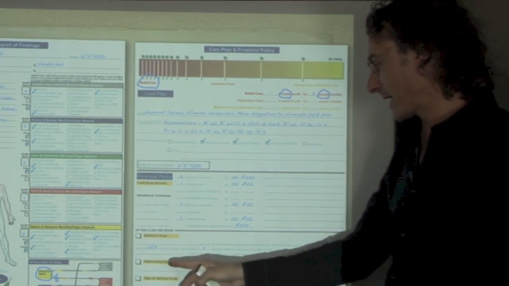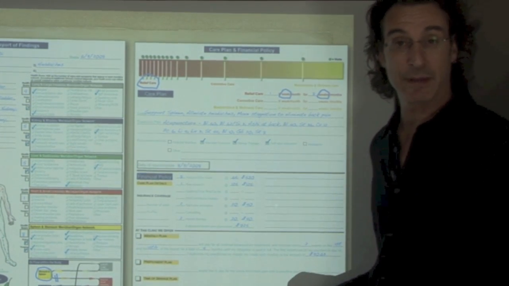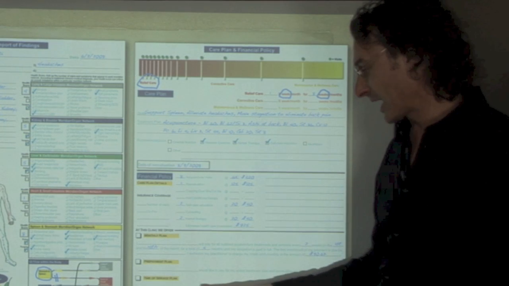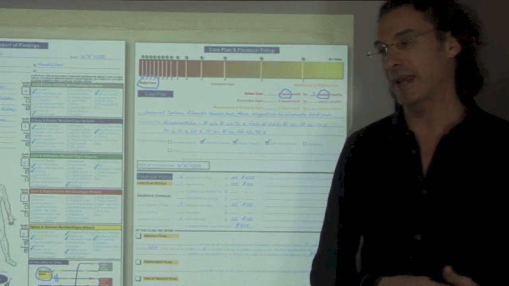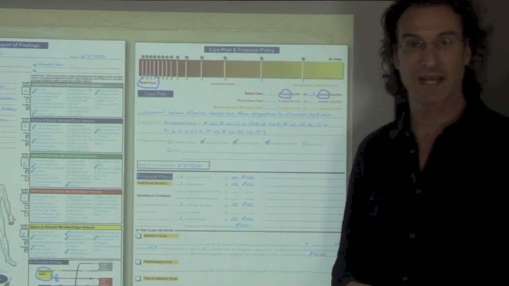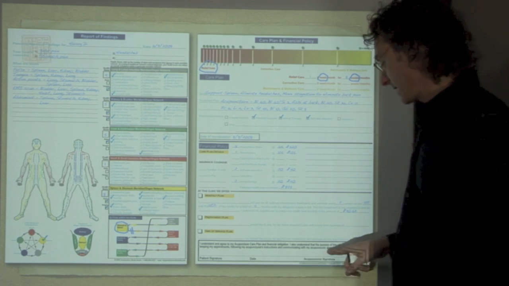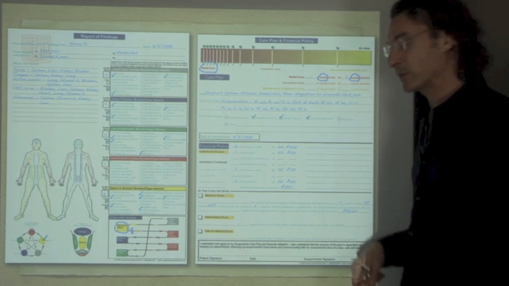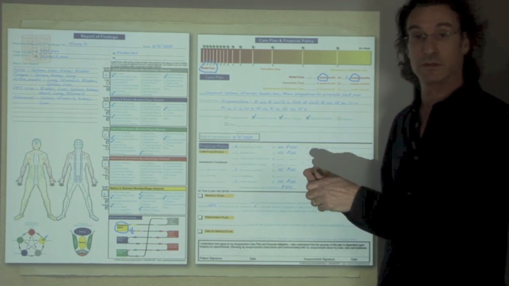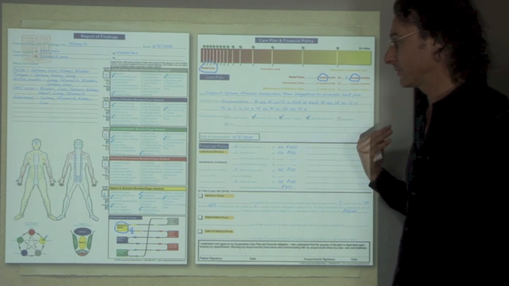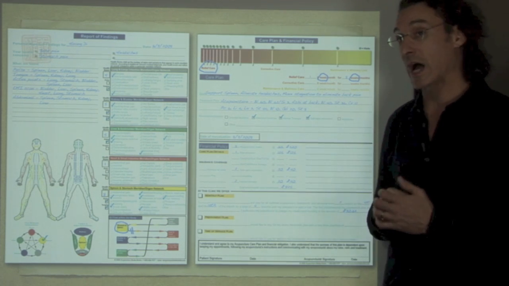Prepayment plan, if they pay up front, usually you might give them maybe a 10% discount or something like that. And the time of service plan means that they would just pay you whatever it is that you're doing at that time of service. So they would choose what plan they want. And then on the bottom here, you would sign, and then they would sign, and then this would tear off, go into their file, and you would send them home with a copy of this as well.